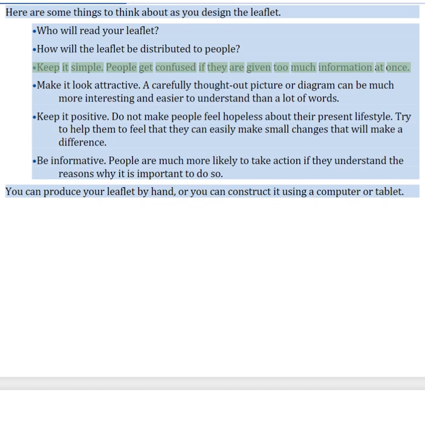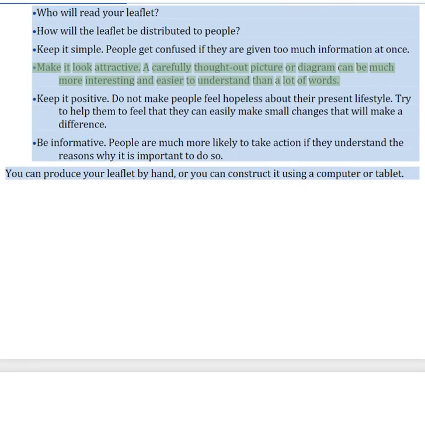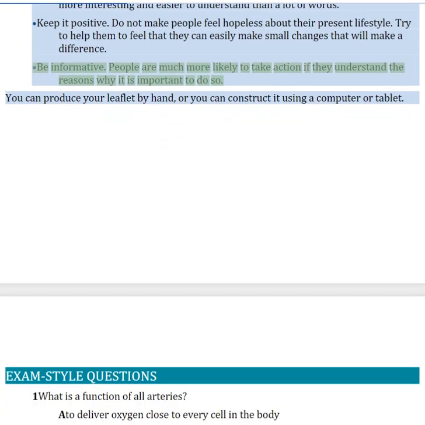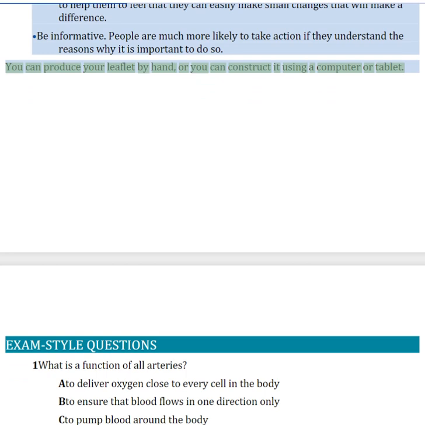Keep it simple. People get confused if they are given too much information at once. Make it look attractive. A carefully thought-out picture or diagram can be much more interesting and easier to understand than a lot of words. Keep it positive. Do not make people feel hopeless about their present lifestyle. Try to help them to feel that they can easily make small changes that will make a difference. Be informative. People are much more likely to take action if they understand the reasons why it is important to do so. You can produce your leaflet by hand, or you can construct it using a computer or tablet.